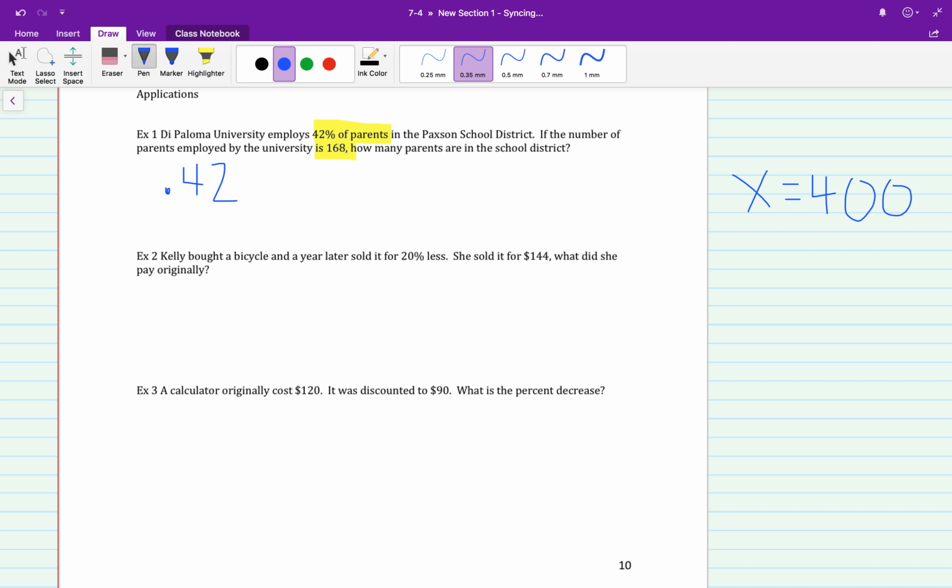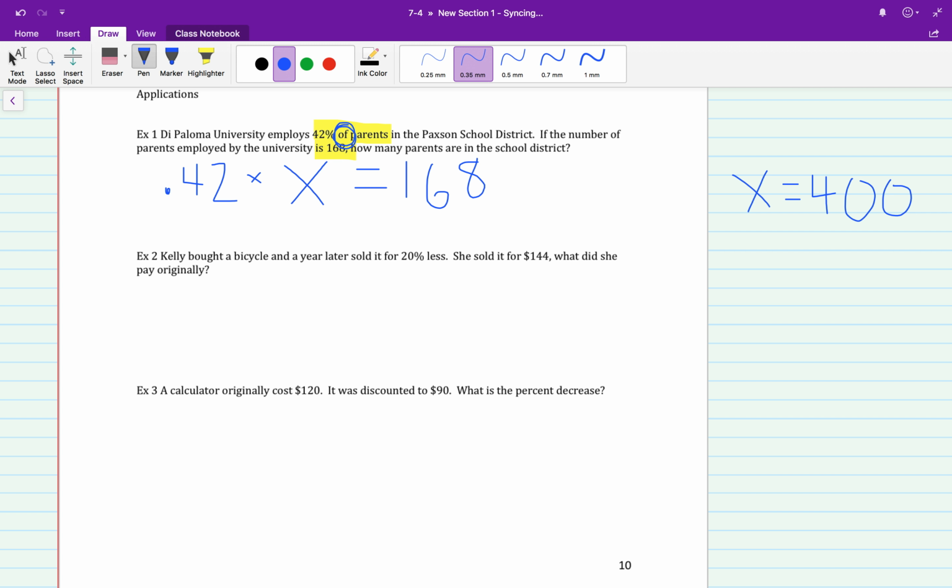So, pros and cons. I'm going to multiply this. So 42% times, I'm going to multiply it because I see of. So 42% of, and the parents is what I'm looking for. 42% of the parents, is my equal sign. Of means multiply. Is the equal sign in your number sentences. So 42% of the parents is 168.